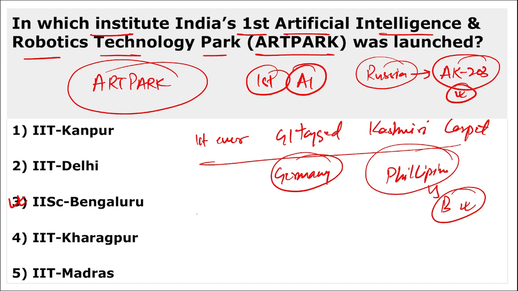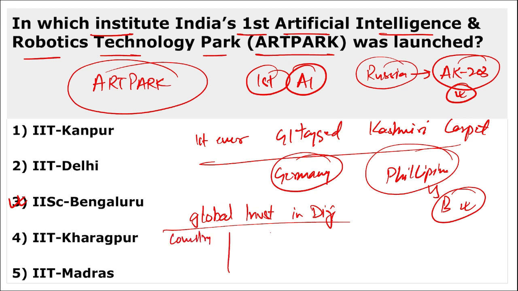Then if I ask you, global investment in digital shopping. What was the rank of India country wise? And here we are talking about city. If we are talking about country, it was topped by USA and second position was of India. If we are talking about city, it was topped by Bangalore and second was your New York.